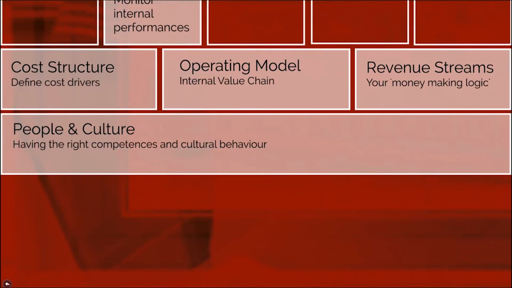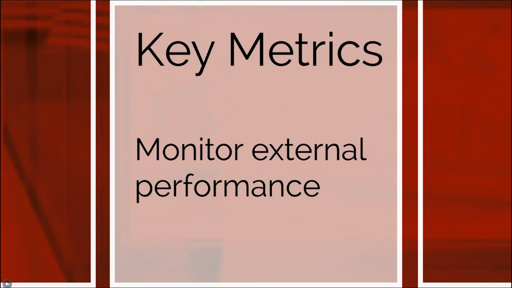Last is block number 11. Here you define the competences and cultural behavior which are needed in order to support your solution or processes and make your business profitable. In other words, which competences do we need in our organization? What cultural behavior do we need? How do we as a company ensure that we have the right people on board?